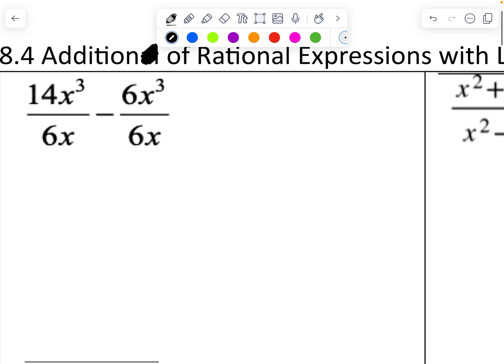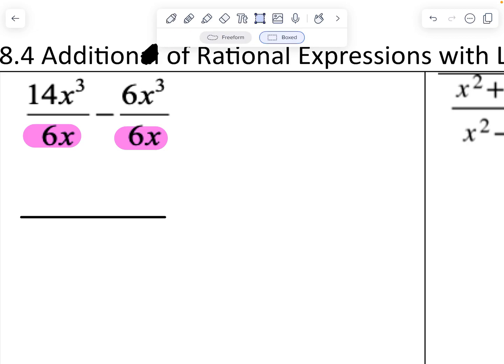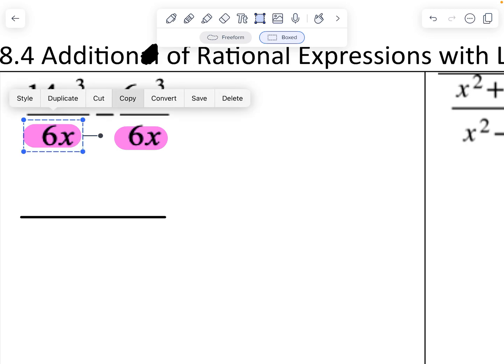So basically what we have here, friends, is two fractions that are being subtracted, and we notice that this denominator and this denominator are the same. So as long as the denominators are the same, cool, we can simply take that denominator and move it below the fraction bar.